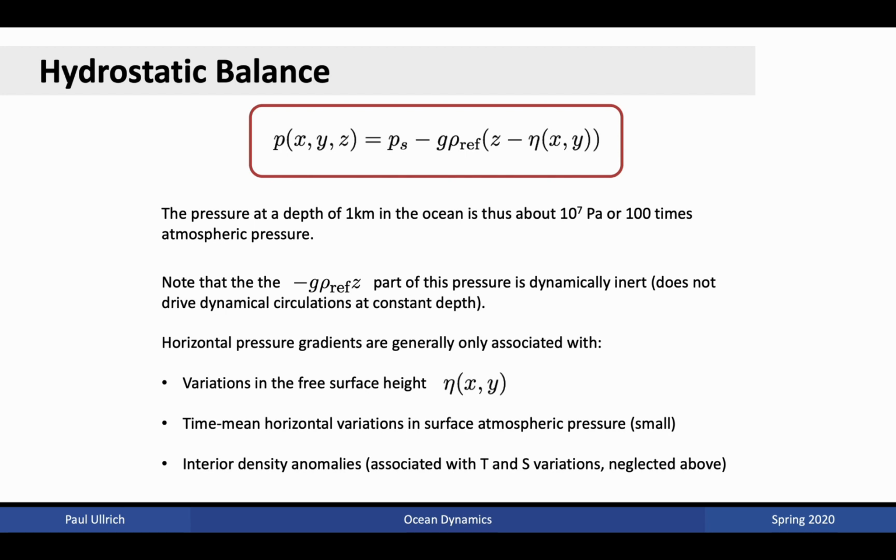Again, this equation was derived assuming that sigma, or density anomalies, are small. We'll see later that if we do not neglect sigma, then we can still get horizontal pressure gradients that emerge because of horizontal variations in temperature or salinity of the fluid.